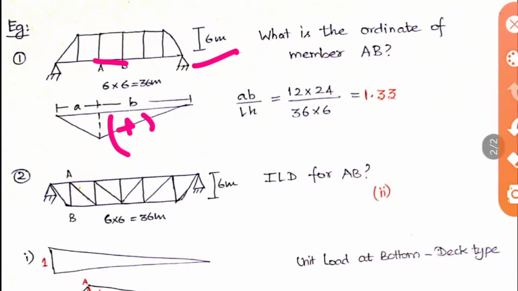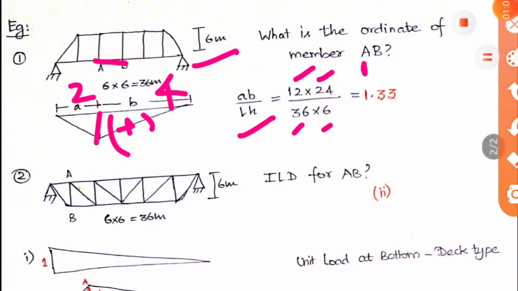When it is a bottom chord, the apex should be in the first element, that is at A. So directly at A, you should draw the apex here, and the ordinate of the apex is AB into AB divided by L into H. A has 2 panels here and B has 4 panels here. So 2 into 6 is 12, 4 into 6 is 24. Total span is 36 and height is 6. So the answer is 1.33. This is the ordinate of the member AB.